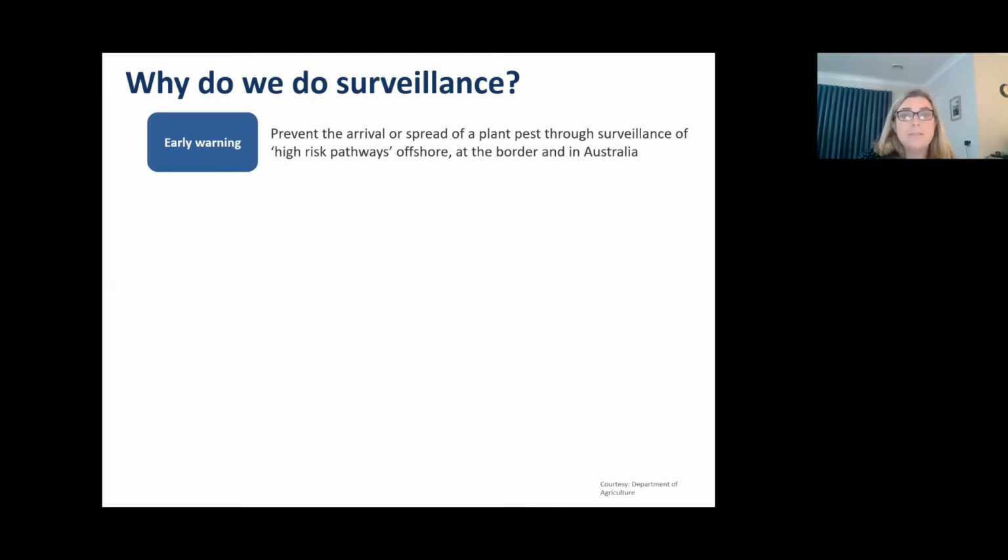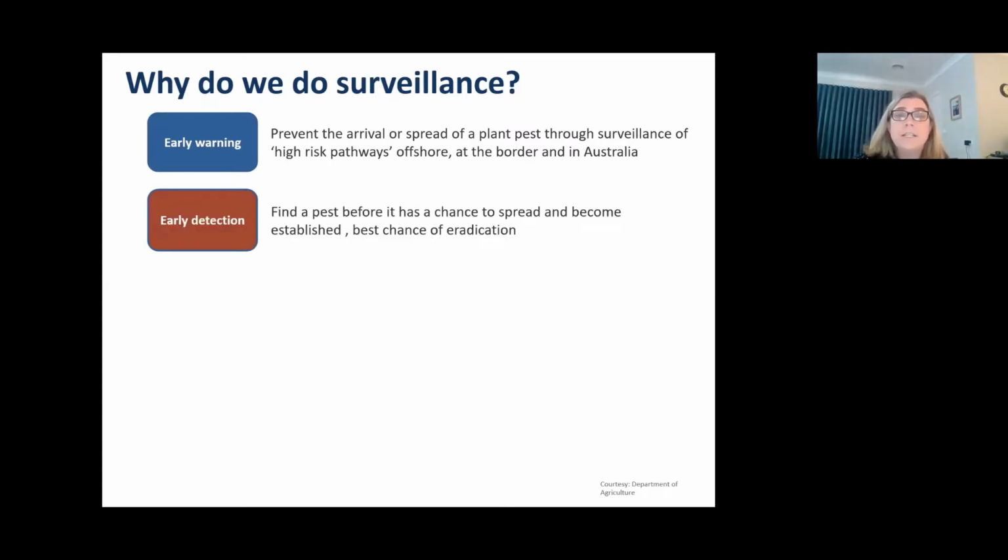So, for example, surveillance can be done to provide an early warning. So, surveillance for particular pests might be done offshore at some of our near neighbours, some of the countries that are near Australia, to get an idea of the possibility of those pests later arriving in Australia through, for example, natural pathways such as the wind.